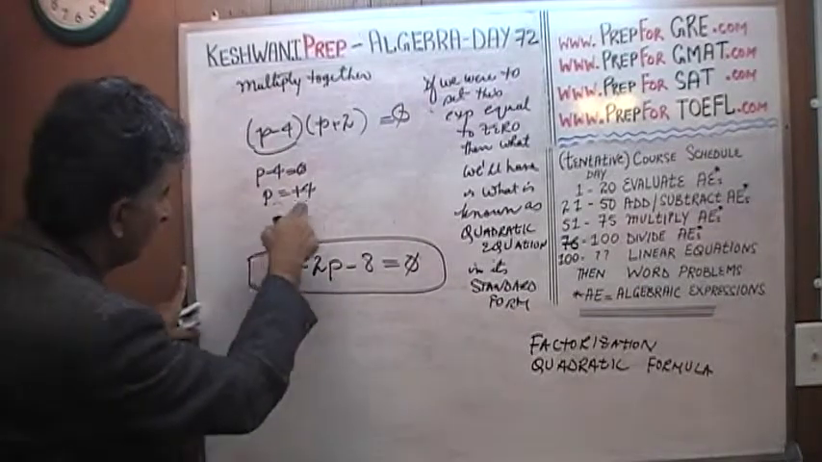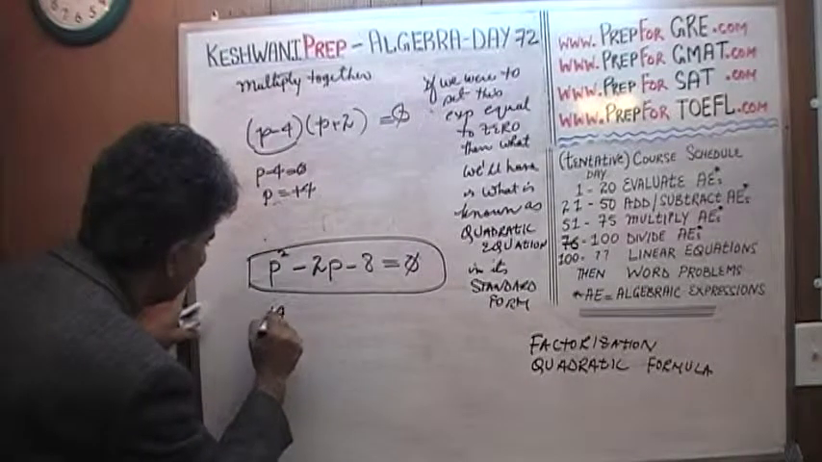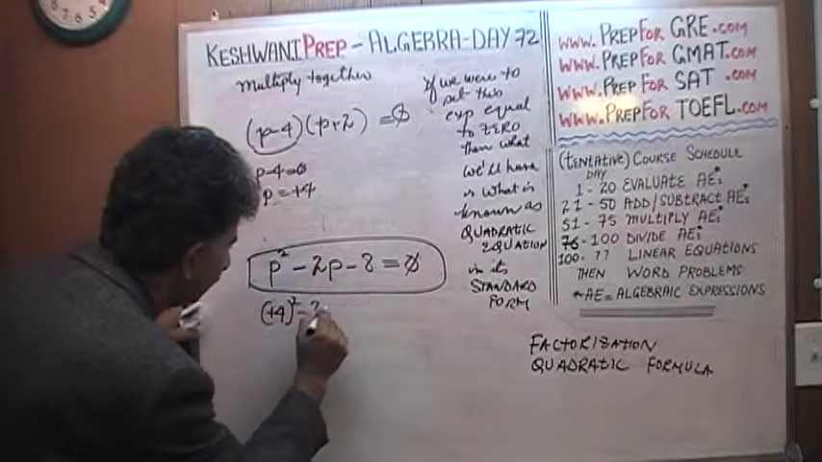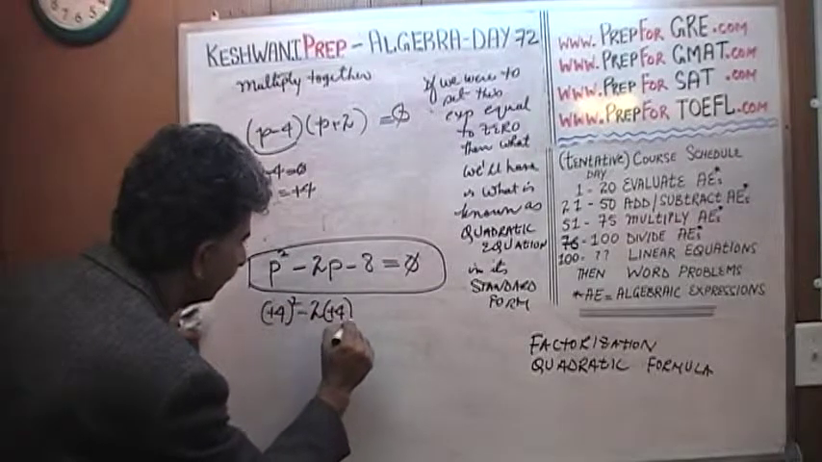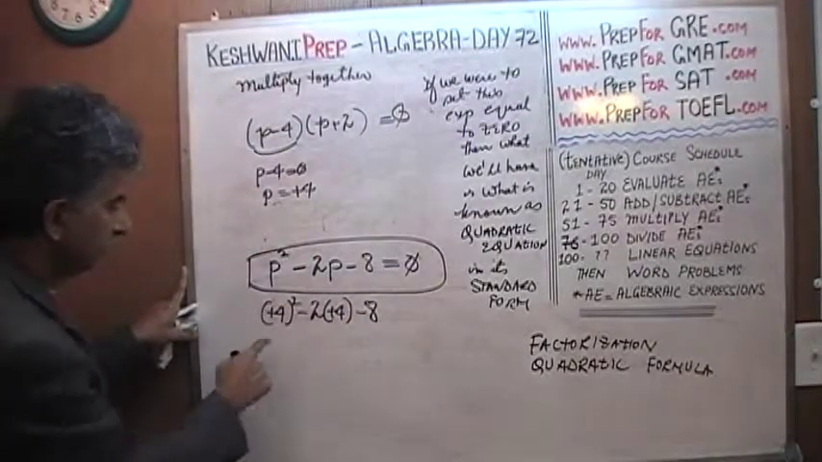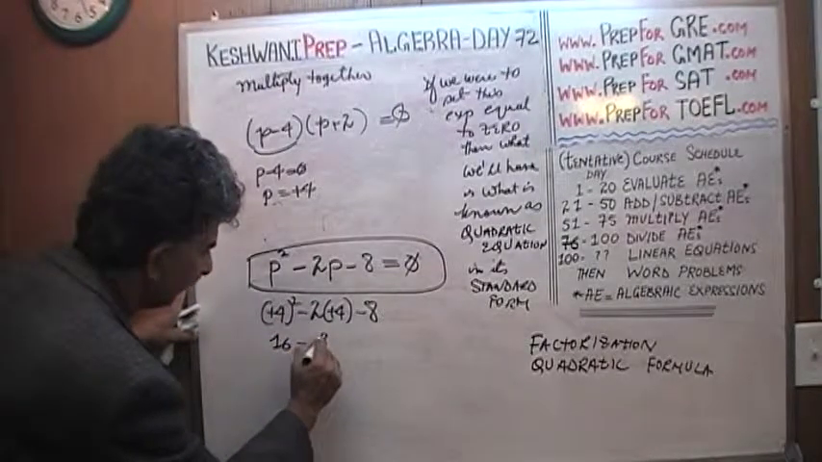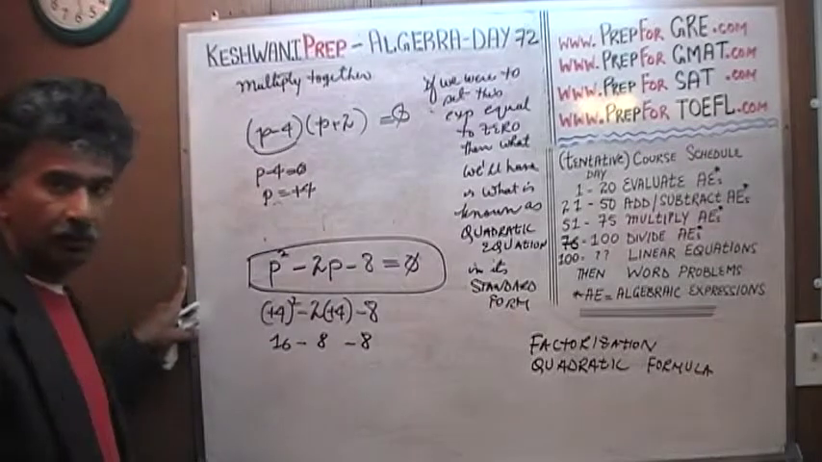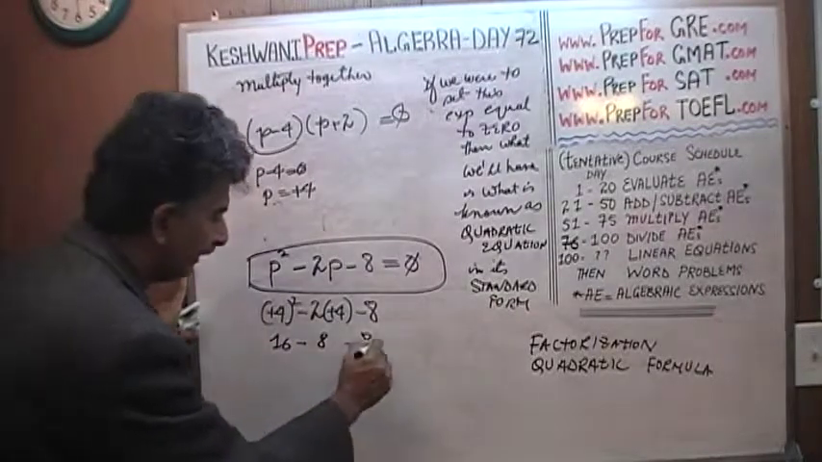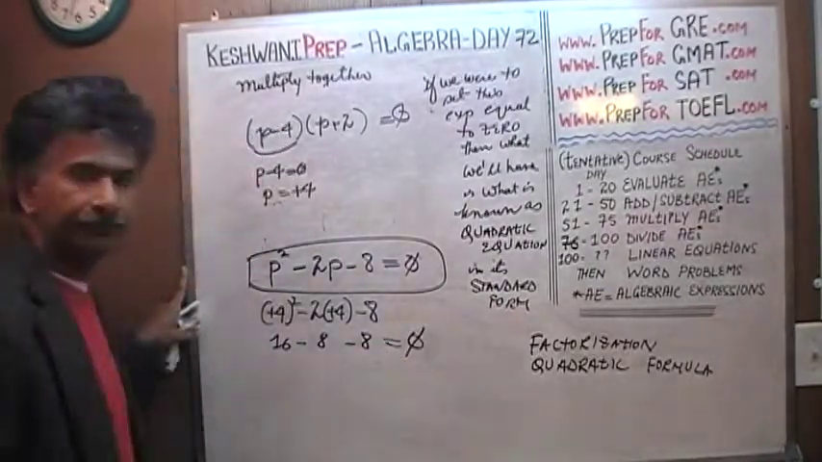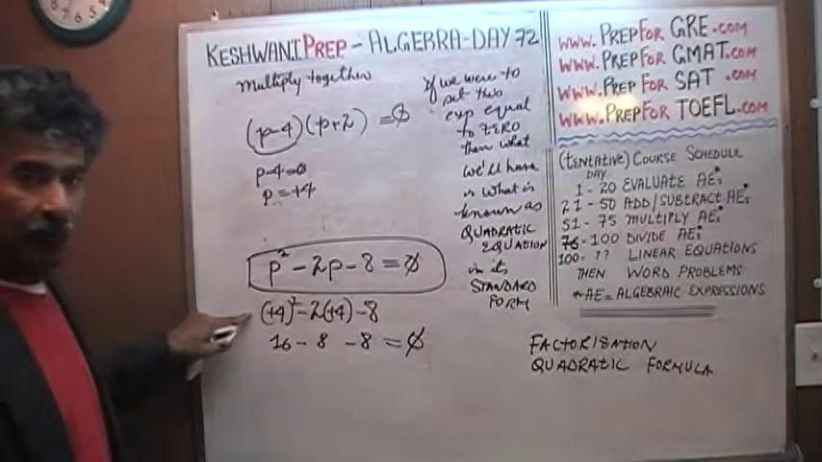Look, if p were positive 4, squared minus 2 times positive 4 minus 8. What does it give you? 4 squared is 16, minus 2 times 4 is 8, minus 8. Hey, what do you know? 16 minus 8 does equal 0. Voila. There you go. So positive 4 is one root.